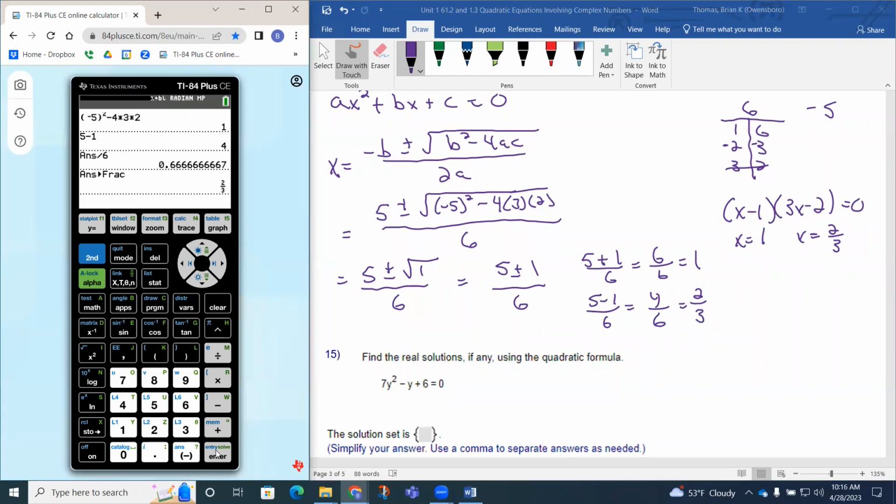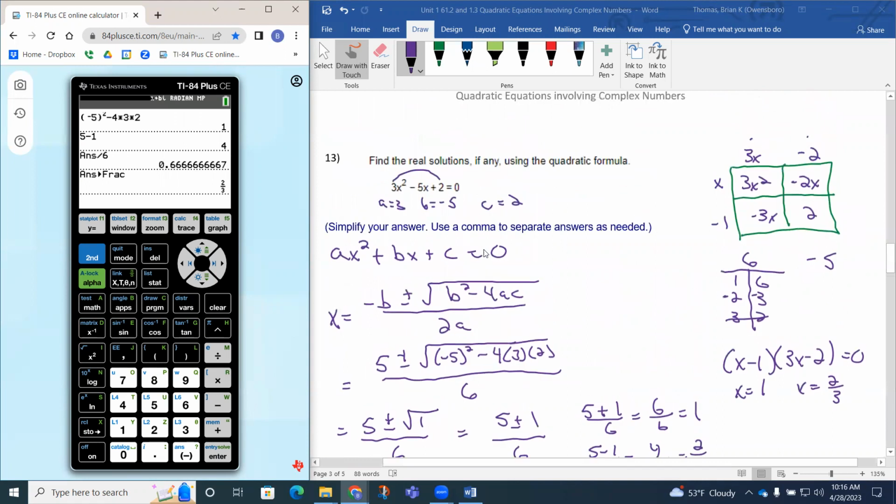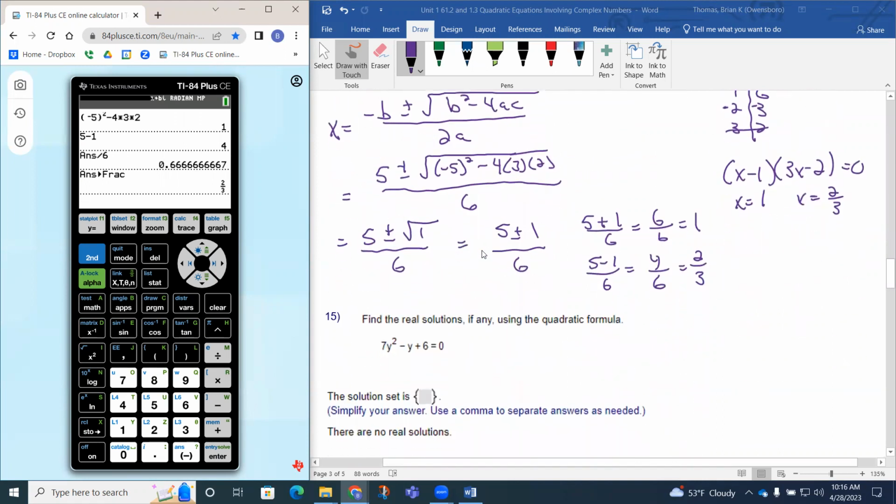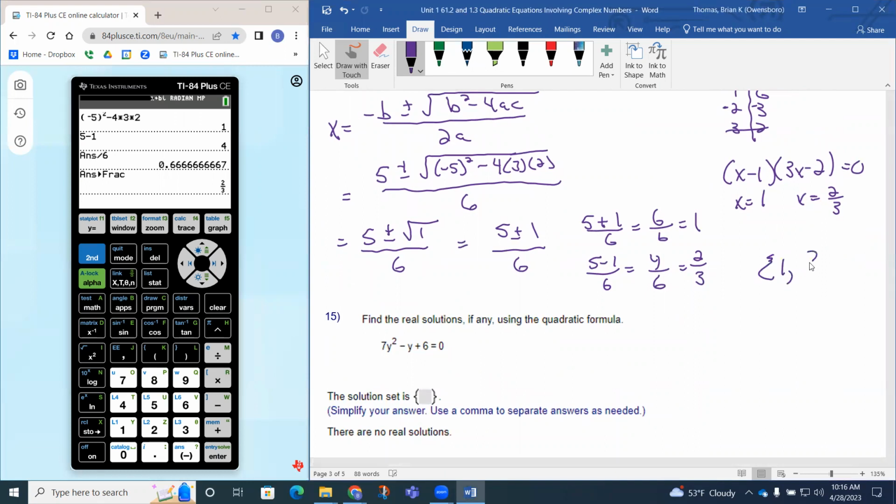So that would be my 2 solutions to this problem. So that's going to be your solution set. So your solution set is going to be the 1 comma the 2/3.